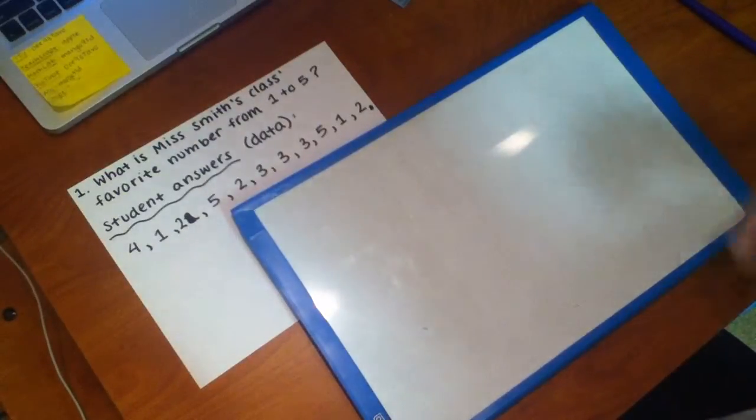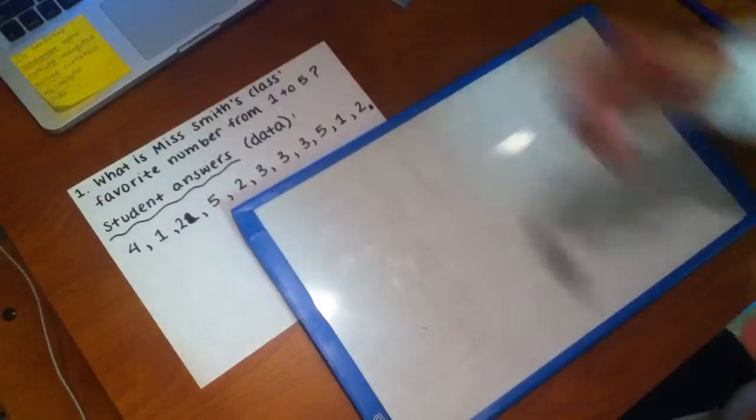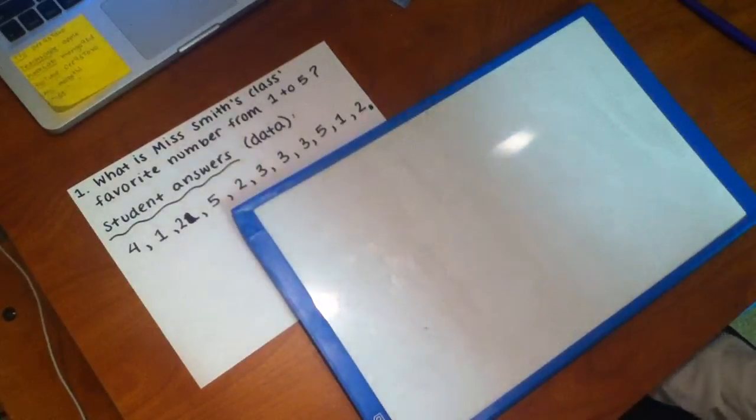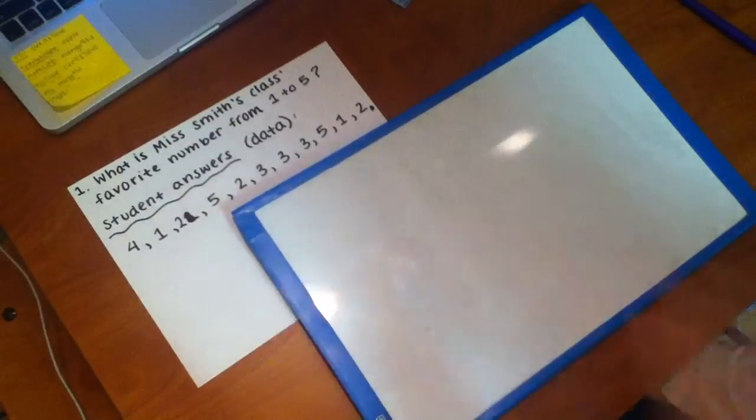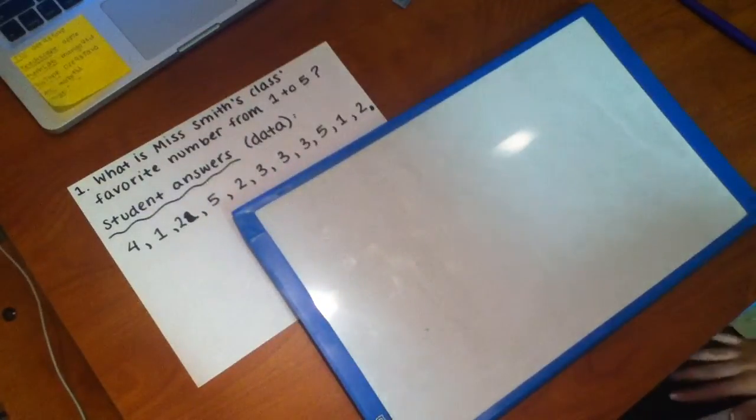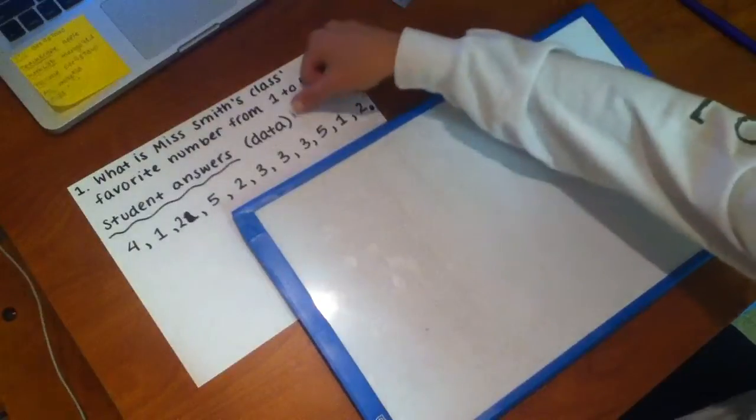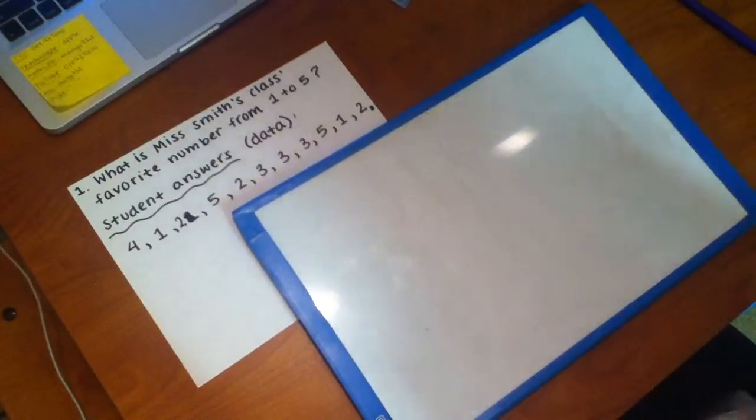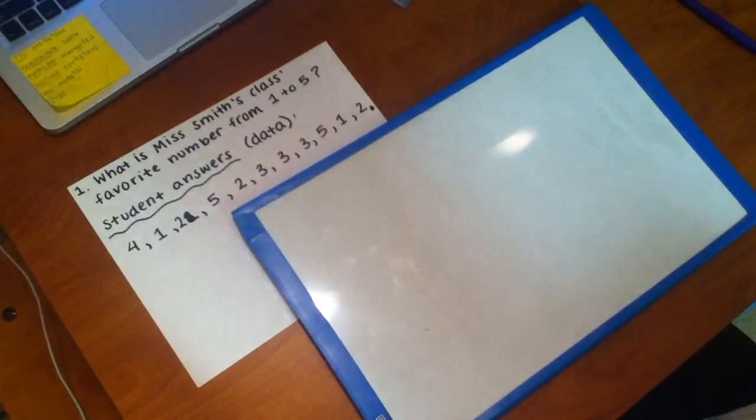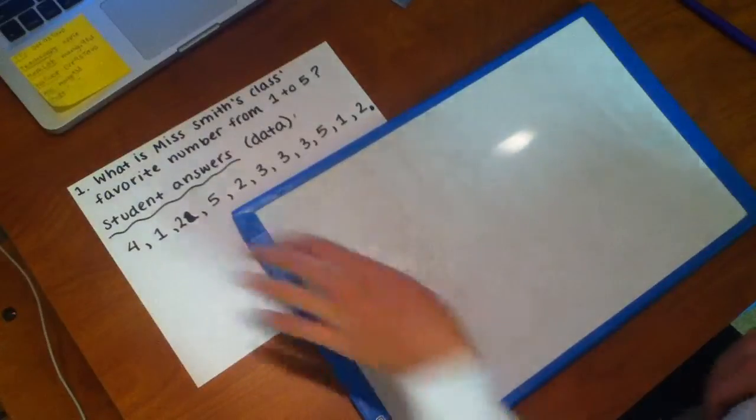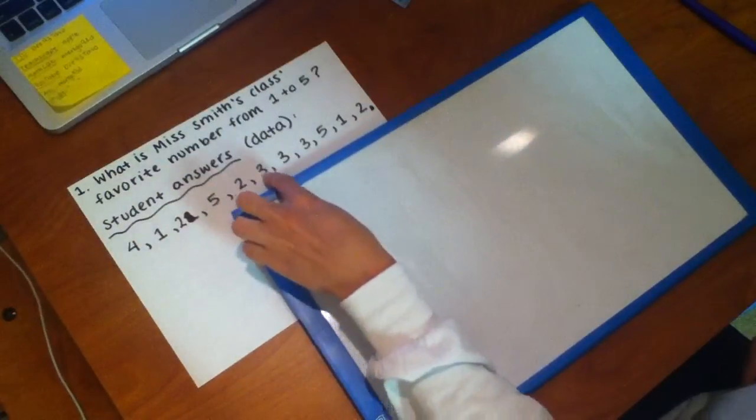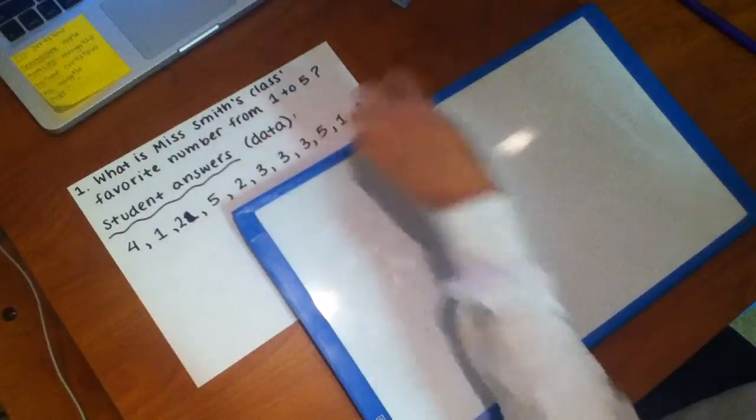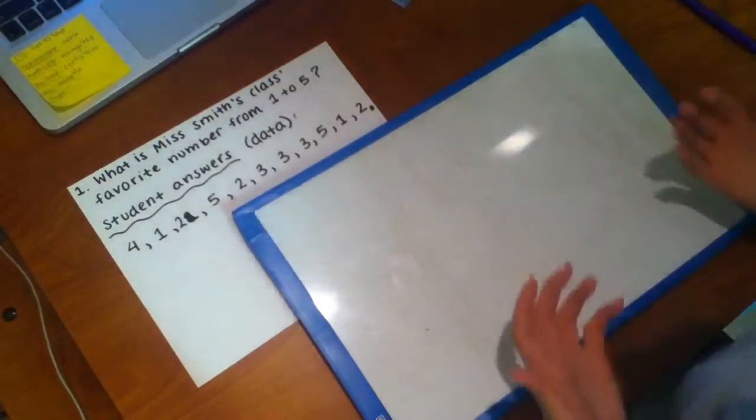So the problem that we have today says, what is Miss Smith's class favorite number from 1 to 5? The students were asked what their favorite number from 1 to 5 is, and the student answers, which is our data, are 4, 1, 2, 5, 2, 3. It basically has a list of what each student's favorite number was. As you can see, there are 3, 6, 9, 10, 11 students. So we have 11 pieces of data.